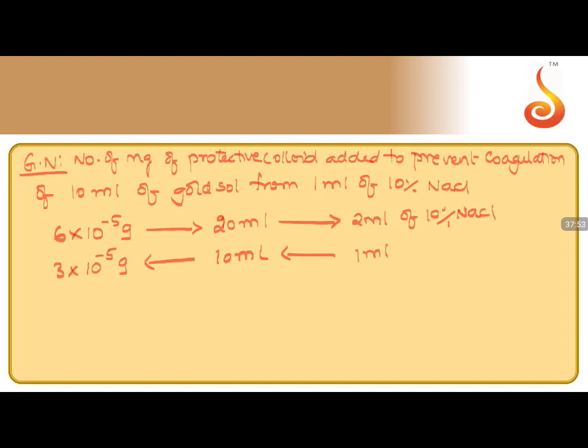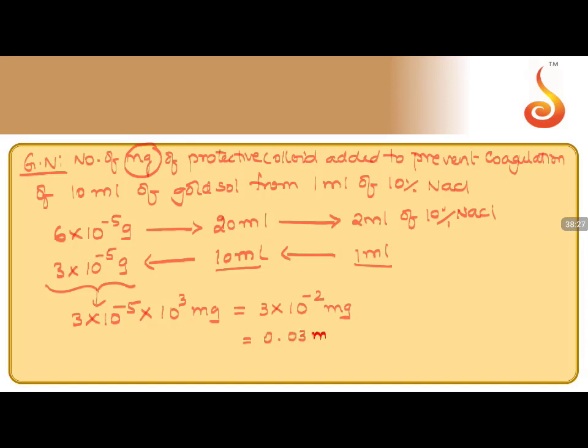Just see here, this is as per the standard, but now this should be expressed in which unit? In milligrams. So we convert into milligrams: 3 into 10 power minus 5 into 10 power 3 milligrams, which is equal to 3 into 10 power minus 2 milligrams, which is 0.03 milligrams. So this is going to be the gold number, 0.03.